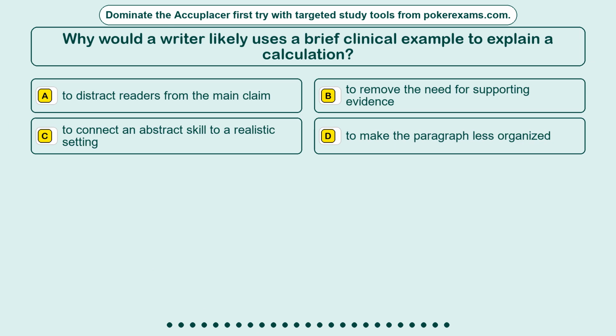Question 16. Why would a writer likely use a brief clinical example to explain a calculation? Option A, to distract readers from the main claim. Option B, to remove the need for supporting evidence. Option C, to connect an abstract skill to a realistic setting. Option D, to make the paragraph less organized.